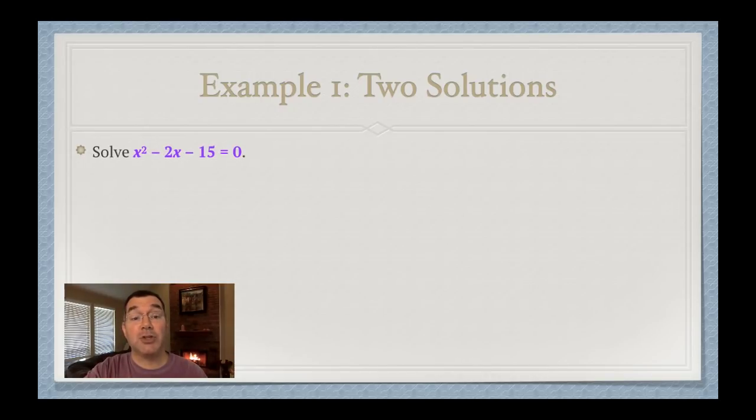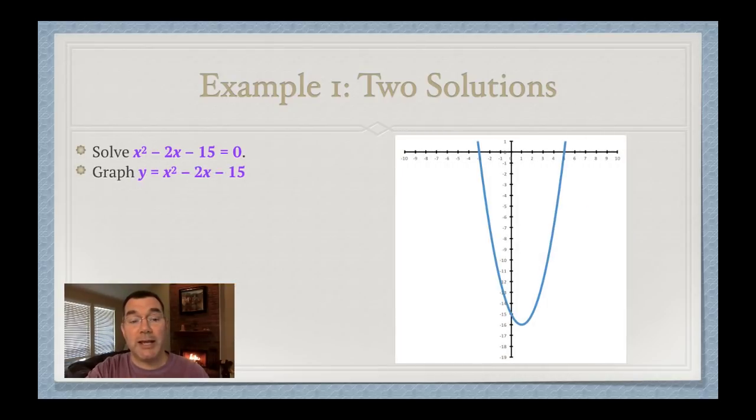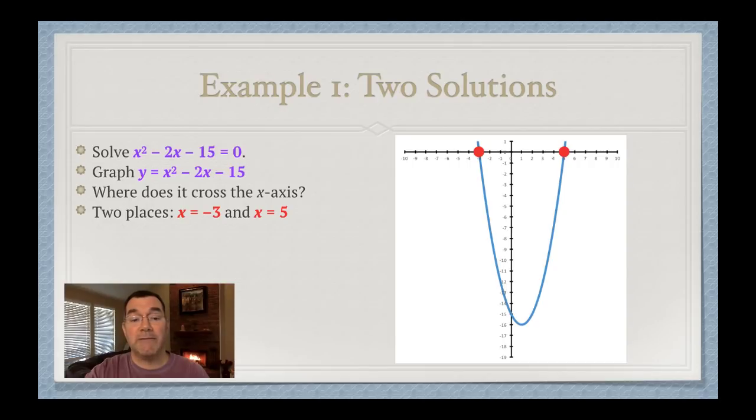The first is that you'll have two solutions. In other words, the quadratic function will cross the x-axis twice. So as an example, let's look at x squared minus 2x minus 15 equals 0. Well, what I'm going to do is graph y equals x squared minus 2x minus 15. And there you see the graph. And I'm going to look at where it crosses the x-axis. And it crosses at these two places right here, at x equals -3 and x equals +5. All right, so those must be the solutions to the quadratic equation that I was given.